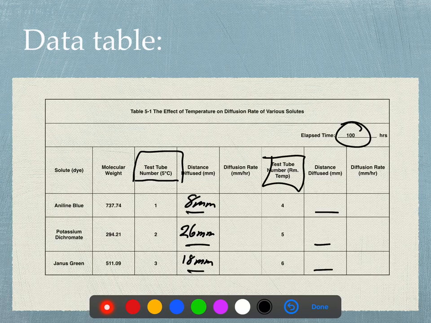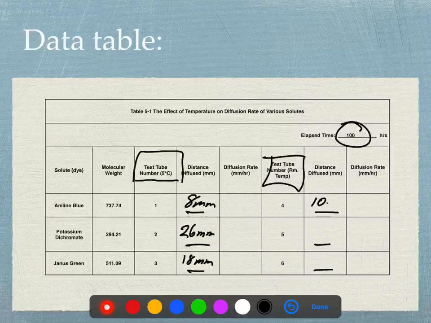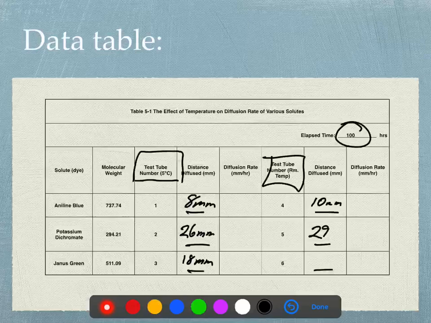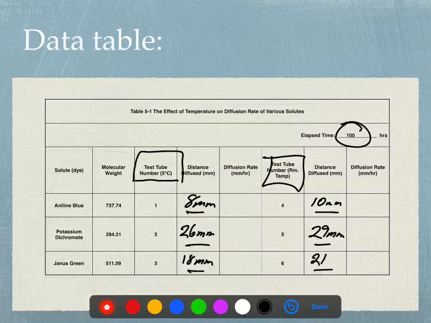Now, what about the set of tubes that were left at room temperature? How far did they travel in? Okay, well, aniline blue traveled 10 millimeters. And that makes sense, right? The temperature got warmer for aniline blue, so it traveled farther. Potassium dichromate traveled 29 millimeters, and Janus green traveled 21 millimeters.